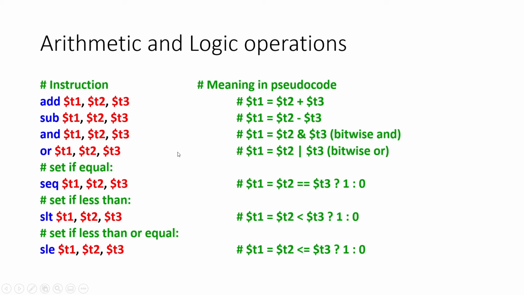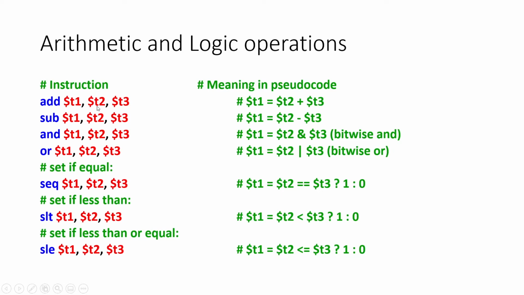So let's look at some arithmetic and logic operations. We have some operations here, as you can see. For example, the first one is add. What add will do is add the value of T2 plus T3 and store the result inside the register T1. So here you can see the result: T1 equal to T2 plus T3.